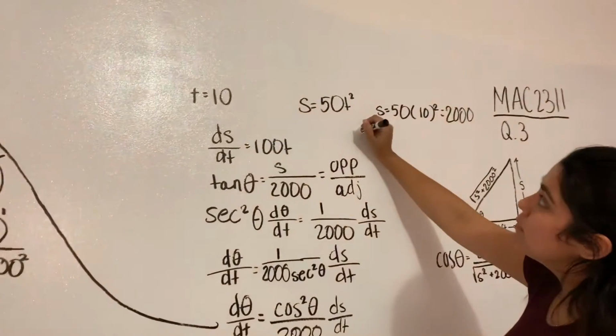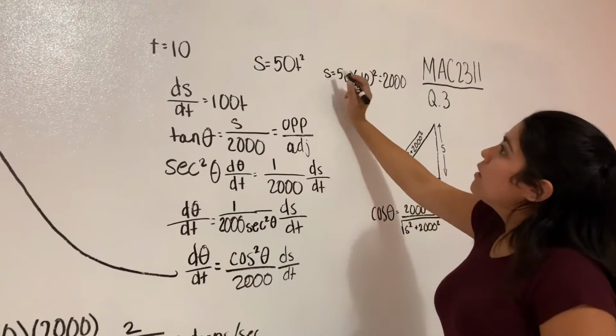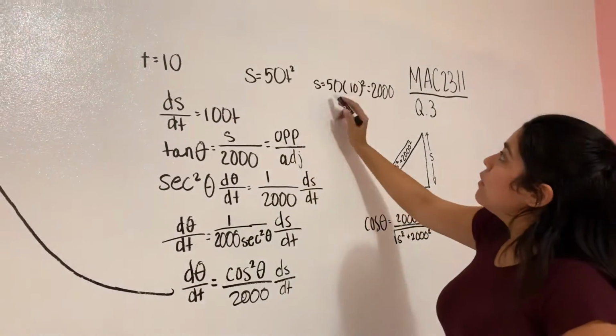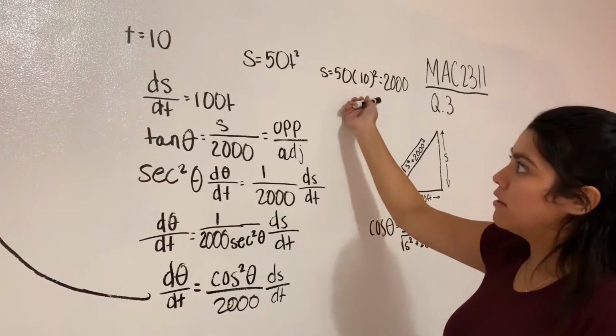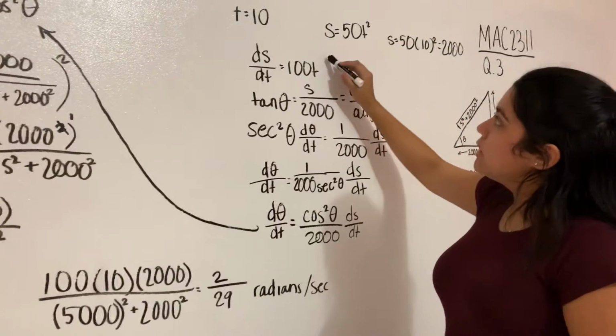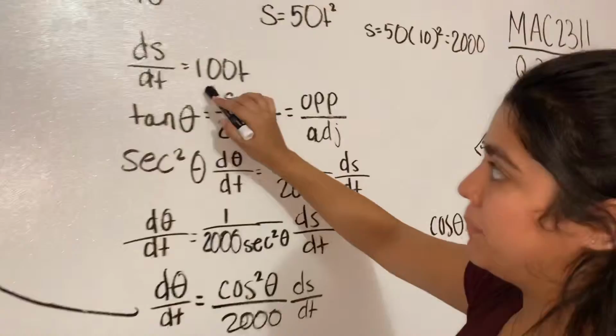So we have from the question that S equals 50t squared. When you take the t that was given to us, which is 10, and plug it into S, you get 2,000. Now you need to set all this up, and you're going to use it later on in the question. So first we're going to take the derivative of S, which is 100t.